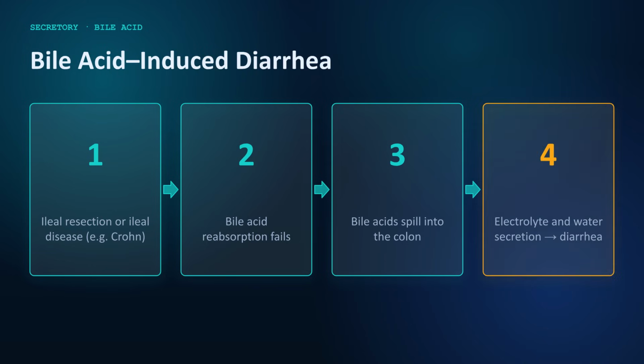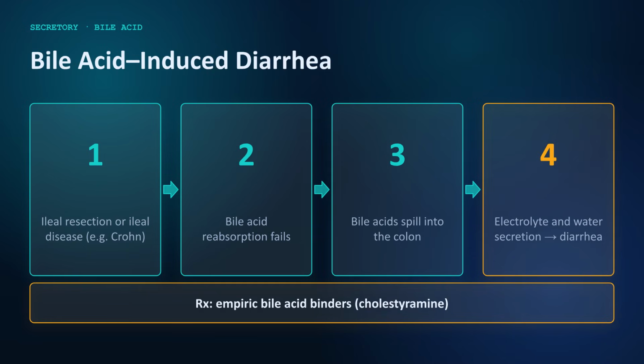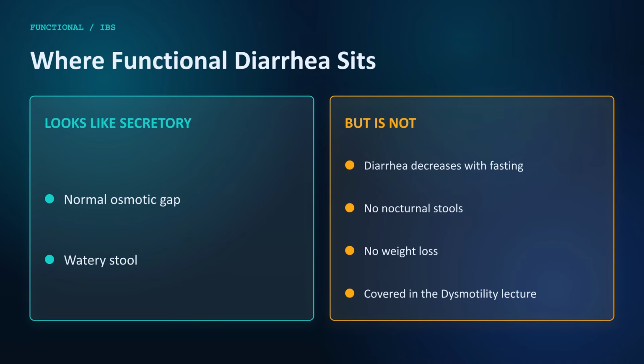Treatment is an empiric trial of a bile acid binder. Cholestyramine is the standard choice. A clear response confirms the diagnosis. One nuance: with an extensive resection, the bile acid pool becomes depleted, and then binders make things worse, so resection length matters. A brief word on functional diarrhea and irritable bowel syndrome.